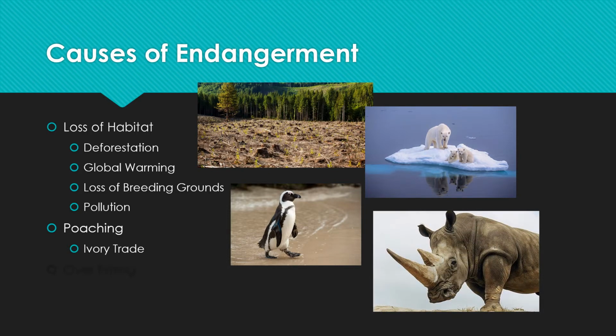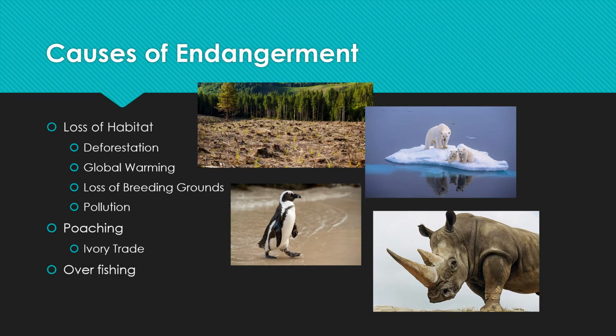A rhinoceros's horn can sell for $30,000 a pound, which is worth more than gold, and an elephant's tusk is around $1,000 a pound. These animals are killed only for their horns or tusks. Elephants are now considered vulnerable, and rhinoceroses are critically endangered.